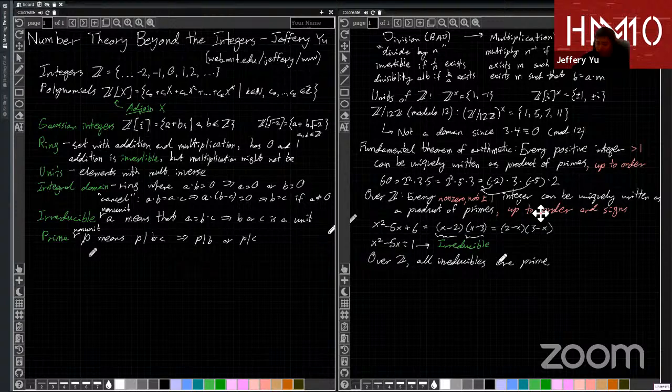But it's not always the case that all irreducibles are prime. And I want to talk a little bit more about the relationship between irreducibles and primes. So here's a general proposition. A proposition is something like a theorem, but a less big result. All primes are irreducible.